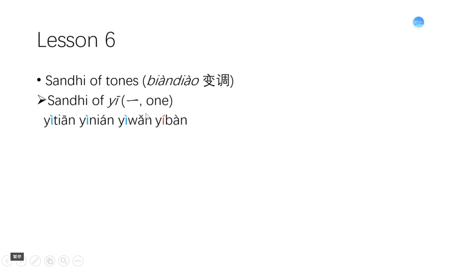Okay, so this is a more complicated part than the Sandhi of bu. Please pay attention. They both change tones when 一 is put before a first tone, second tone, third tone, and before a fourth tone syllable. Okay, so let me repeat the rules of the Sandhi of 一. If 一 is put before a first tone, second tone, and third tone syllable, the tone of 一 is changed into a fourth tone syllable. And if 一 is put before a fourth tone syllable, the tone of 一 is changed into second tone. Okay, so let us see some other examples.